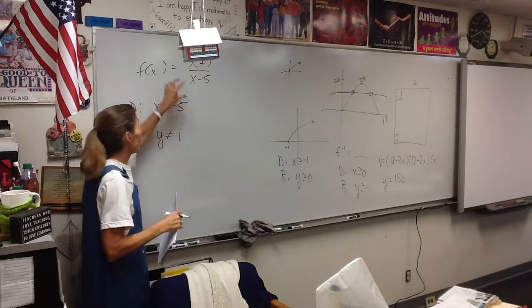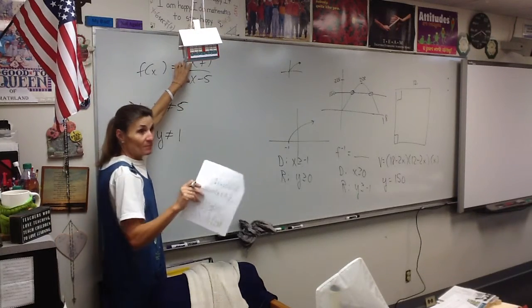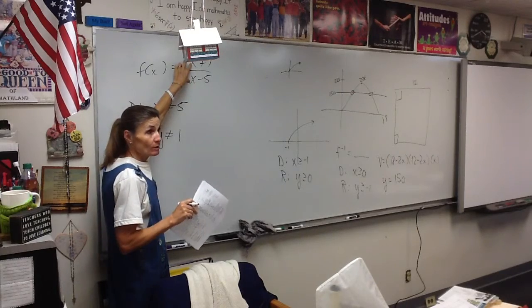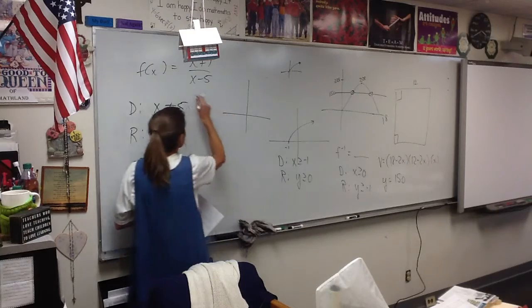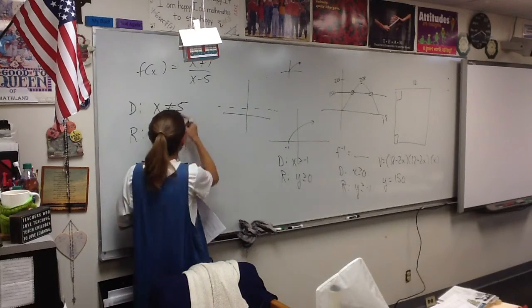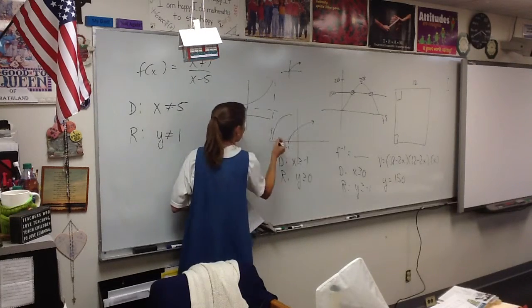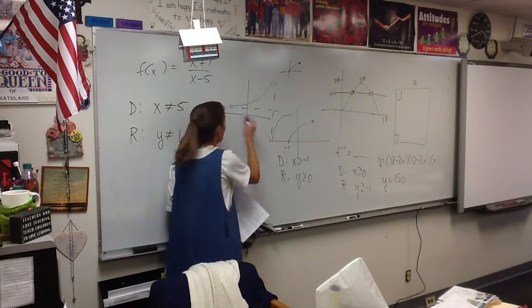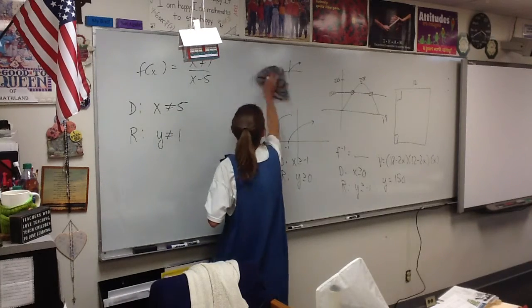And why can't y equal 1? Well, that's the horizontal asymptote, right? This picture is a version of the reciprocal function, and it has a horizontal asymptote at 1 and a vertical asymptote at 5. So are we ever going to equal 1? No.